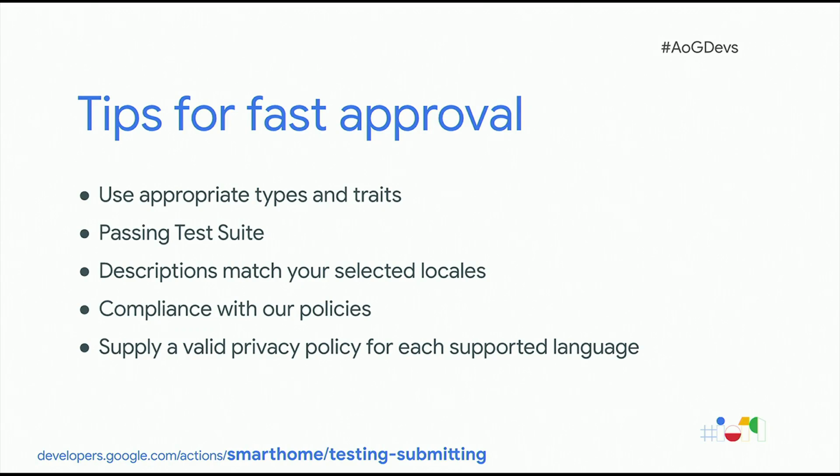And we have some tips that we've collected over the couple of years about how to make this as smooth as possible and to avoid back and forth. The first thing that's really important is to use the appropriate types and traits. This is something that we see as a common issue, and we see things like using on-off as opposed to start-stop.